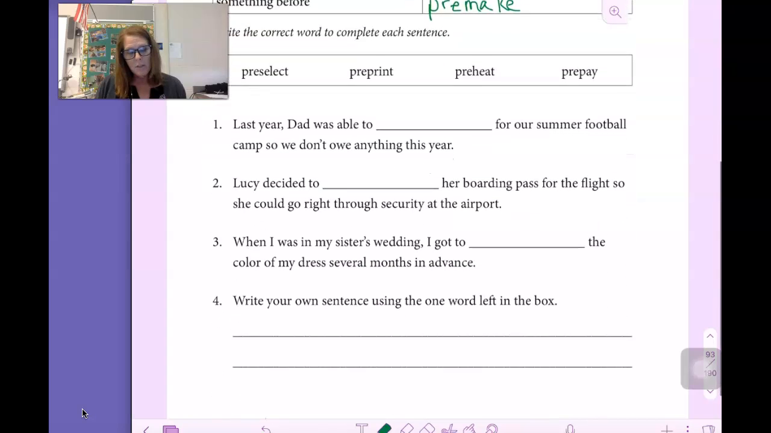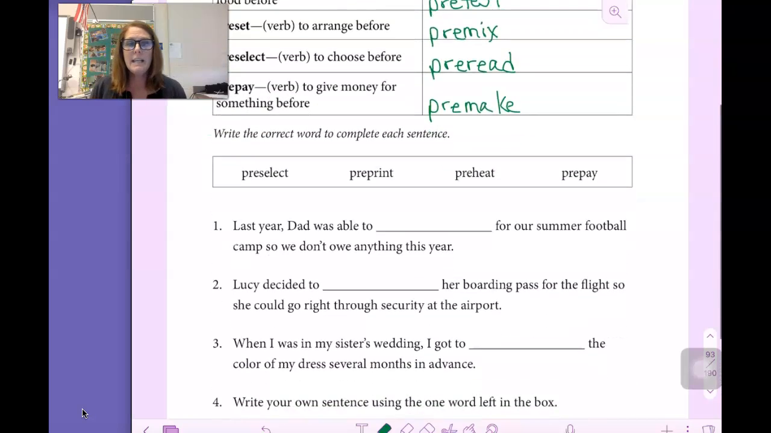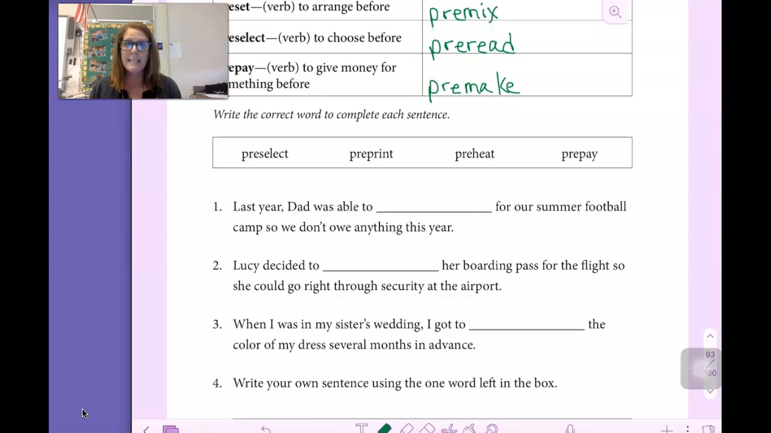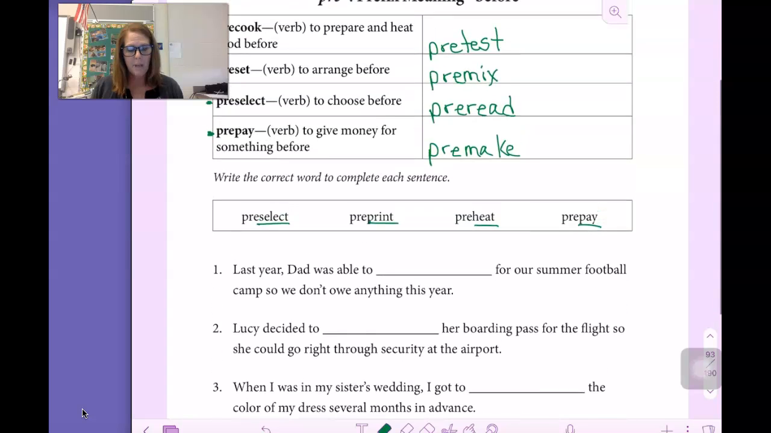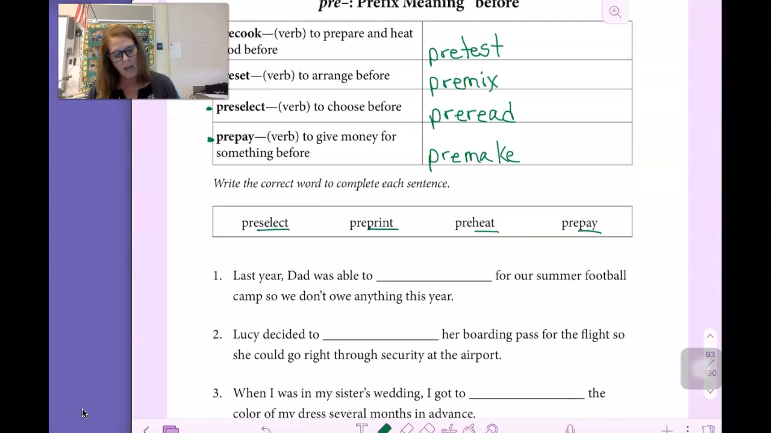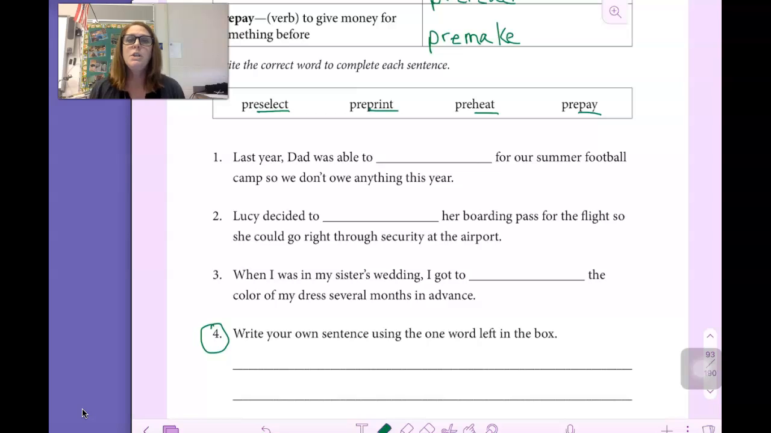Now down here, you're going to do the same thing. You're going to use each word in the sentence to see which one makes sense. Let's look at the root words. Select, print, heat, pay. So pre-select, pre-print, preheat, prepay. And you have all of those definitions up top except preprint and preheat. But we know what those words mean. And then number 4, you're going to use the one word that's left from the box in your own sentence. Take your time, read out loud to yourself, think, do a great job.